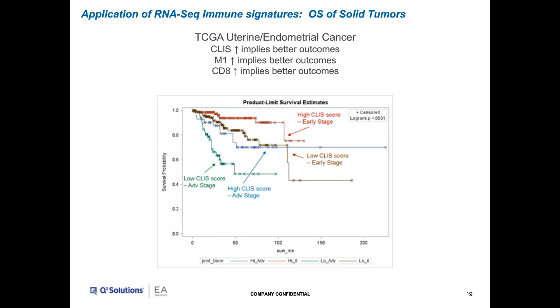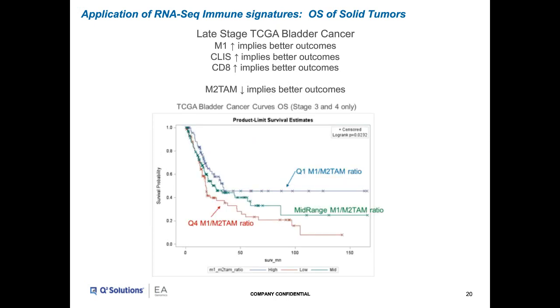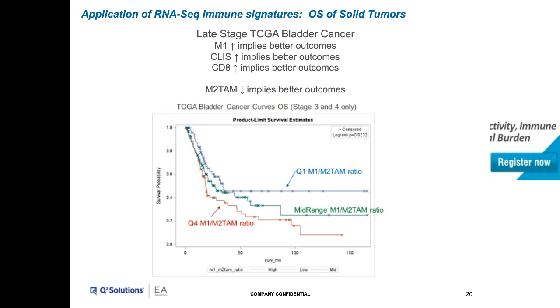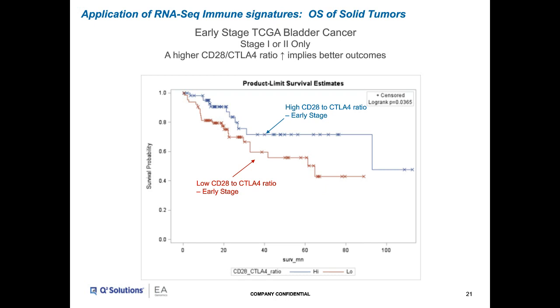And there are many other examples of this. This is one with bladder cancer, looking at, in this case, the M1 to M2 TAM ratio. Again, similar kinds of behavior. This is early stage bladder cancer versus the late stage, which I showed previously. And here a different dynamic seems to be going on, where instead of looking at cytotoxic lymphocyte activity, it may be more important to look at the CD28 to CTLA4 ratio, which is an important immune checkpoint, as many of you know, in that if you have a high ratio of CD28 expression to CTLA4 in early stage, that often yields a better outcome than if you have the opposite.